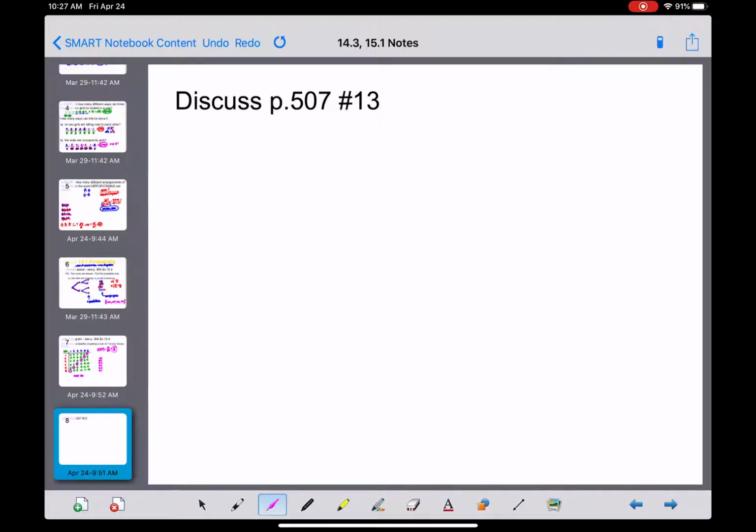Okay, the last thing I want to discuss is on page 507. It's number 13, and I'll let you know what it says. The die is thrown 3 times. I didn't type this one out. So a die is thrown 3 times. It wants to know the probability of part A, getting 3 6s. So I'm actually going to use better notation than that even. So the probability of 3 6s. So that's the first one.